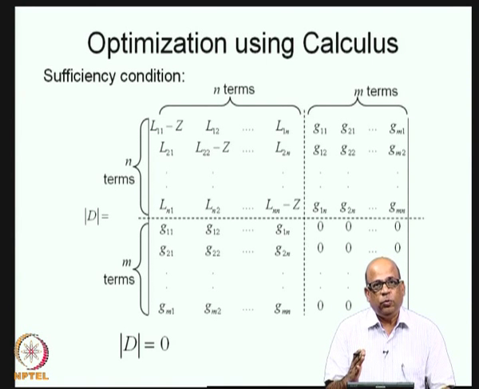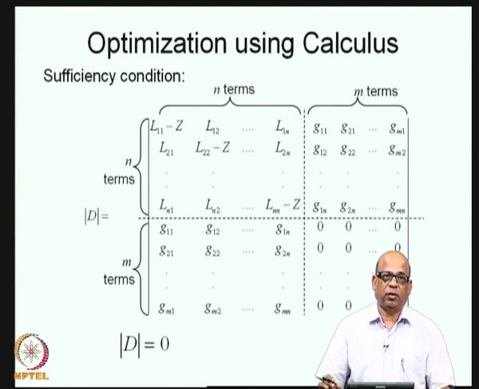If all the roots of z are positive, that is greater than or equal to 0, then the point x star lambda star corresponds to a local minimum. Positive always corresponds to a minimum. If all the roots z are negative, then the point x star lambda star corresponds to a maximum. If some of them are positive, some of them are negative, then the point x star lambda star neither corresponds to a maximum nor to a minimum. That is the sufficiency condition.